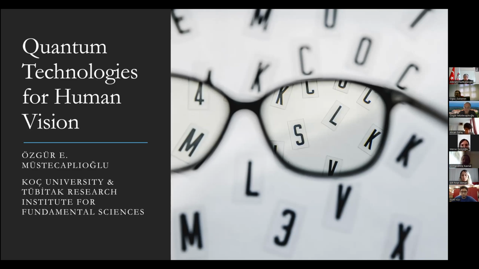Özgür Müstecaplıoğlu received his BS in physics as well as his PhD on quantum optics from Bilkent University. His research involves theoretical studies in interdisciplinary areas covering quantum optics, optical properties of semiconductors, foundations of quantum electrodynamics, atomic Bose-Einstein condensate, quantum information science and technology, and nonlinear optics. So, Özgür Hocam, please come and continue.